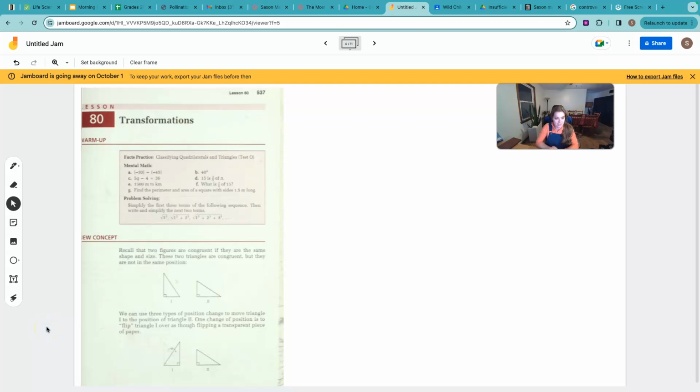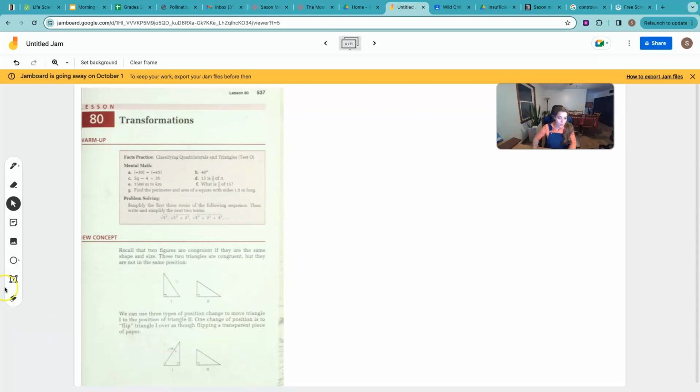Good morning. This is lesson 80 in Saxon 8.7, and it's about transformations. We talked about transformations last year, and you may have heard about them the year before that. So this is a review and taking it one step further because you're in 8th grade.